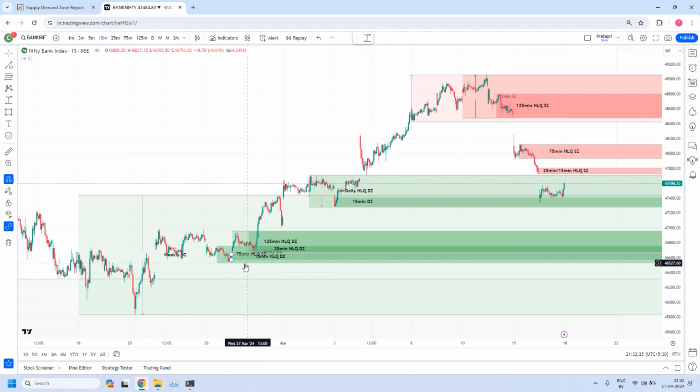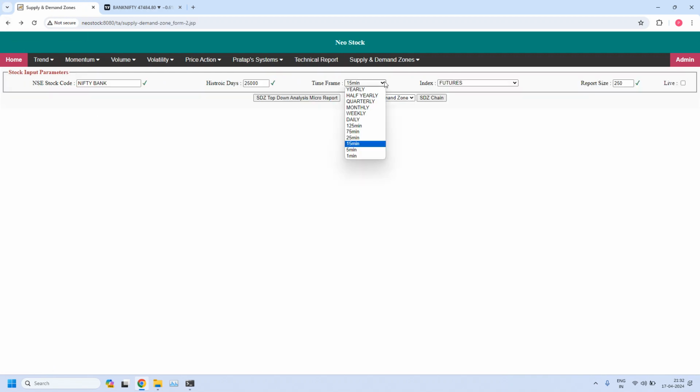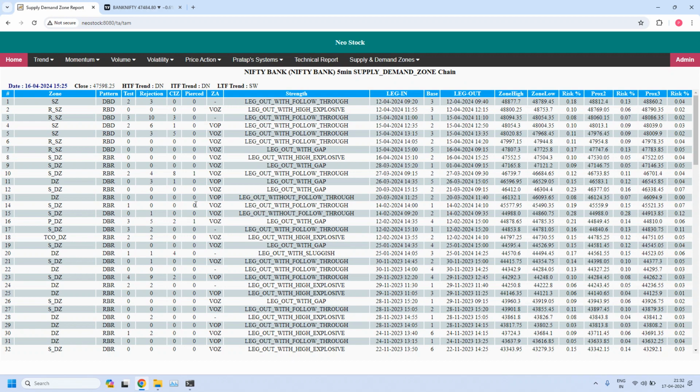So this is the 15 minutes demand zone, high liquidity demand zone we have drawn. Now let's move on to the last time frame, 5 minutes. At present, for short-term trades, the 15 minutes trend and 75 minutes trend are all downtrends. Only the 5 minutes trend has now changed to sideways, but this is not stable. 5 minutes is always changing, up and down.